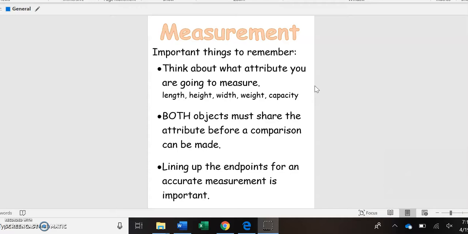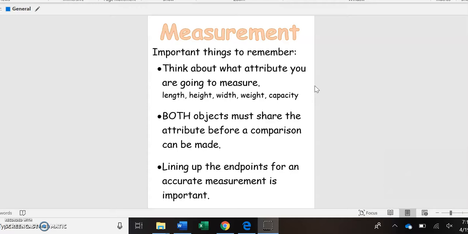You would want to compare something by length for both objects. So we're comparing two things at one time. We would want to do height, how tall it is. Width is how wide it is. Weight, how heavy is it? How light is it? And capacity, how much can something hold?